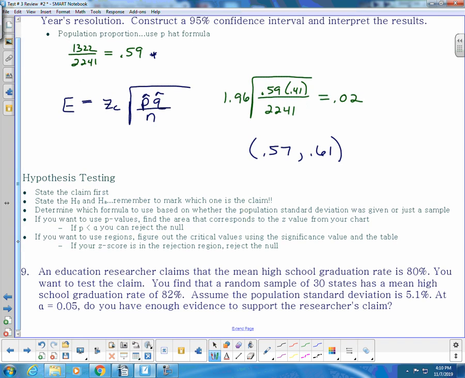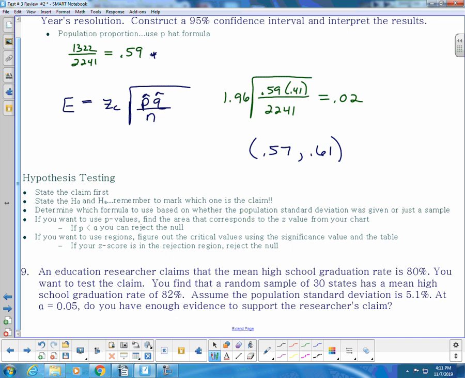So I gave you some clues here. The first thing you need to do is state the claim mathematically. Is it greater than, less than, equal to, greater than or equal to, whatever. Then state which one's the alternate and the null hypothesis. Remember, the null hypothesis always has the equality in it. Determine which formula to use based on whether the population standard deviation was given or just a sample.